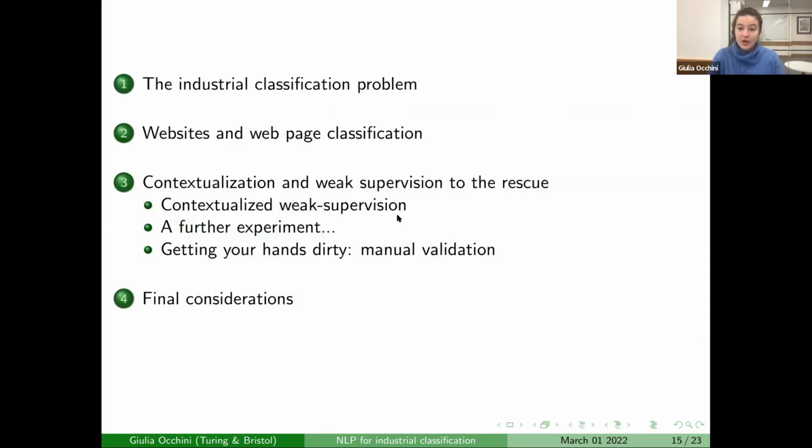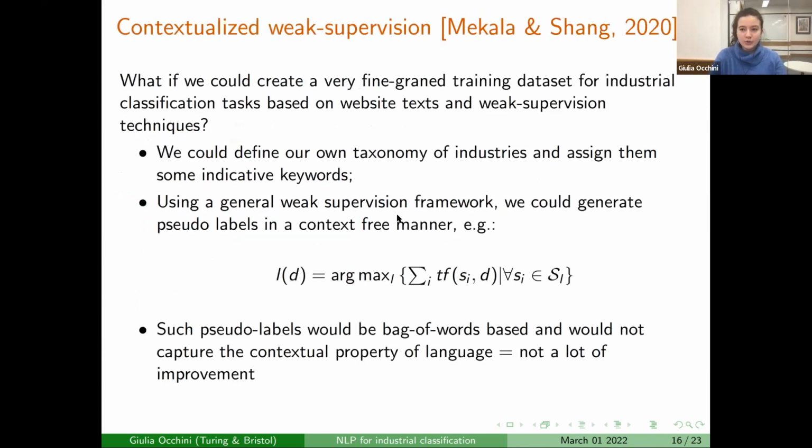So I'm now going to move towards the methodology part of the presentation, where I will talk about contextualized weak supervision and manual validation. I'm not going to go into a lot of detail about the methodology because it would take way more than 10 minutes, but I'm going to explain a bit the paper that we took our methodology from. This paper is from Mekal and Shang from 2020 and is called Contextualized Weak Supervision. If you're interested, I would strongly suggest having a look at it because it's very well written and everyone can understand it, I feel.